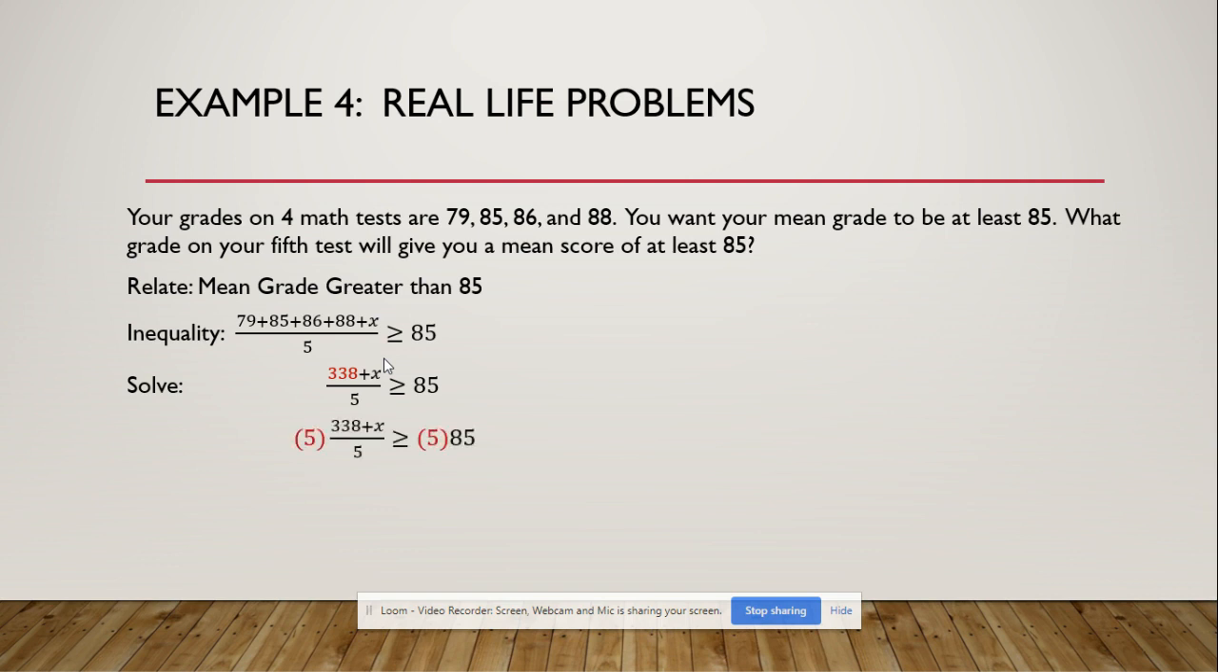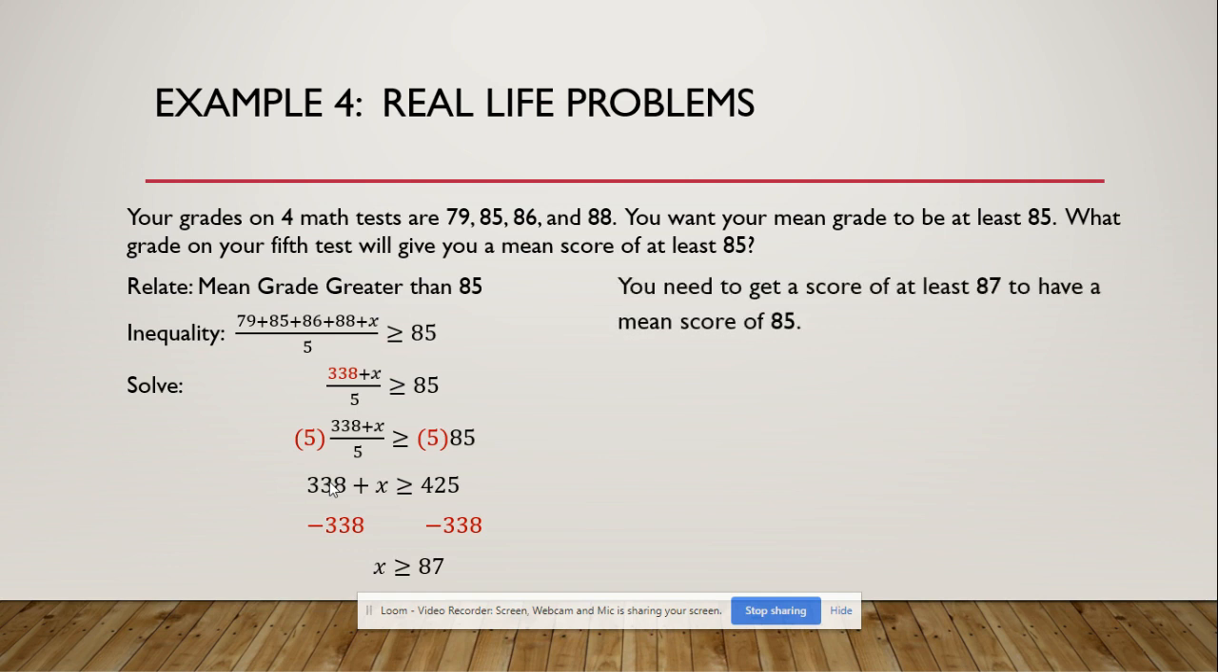The opposite of dividing by 5 would be multiplying by 5. This creates a 5 divided by 5 situation, which is just 1. Anything times 1 is just going to be itself, so we're left with the 338 plus x. 5 times the 85 is going to be 425. Now we just need to eliminate the 338. Because it's a positive 338, we can subtract it. Subtracting that from both sides, we get x is greater than or equal to 87. That means that we need to get a score of at least 87 to have a mean score of 85.